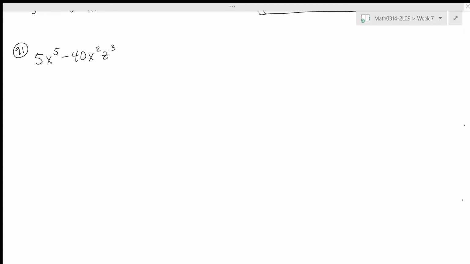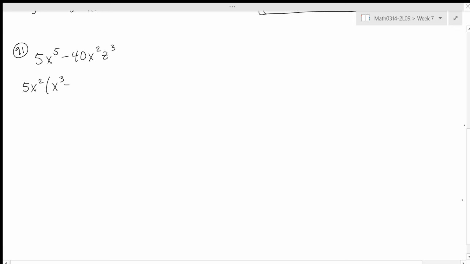For number 91, first of all, can you tell me how many terms are there? 1, 2. Y'all see, terms are separated by plus or minus signs. So there's one term, there's two terms. Do those two terms have anything in common that I can factor out? Okay, I heard 5 and I heard x. Now, how many x's can I take? 2 of them? Because if you've got multiple variables, you can take the smallest power. Now let's see what we're left with. 5 divided by 5 leaves me a 1. X to the 5, take away 2 x's, leaves me x to the 3.